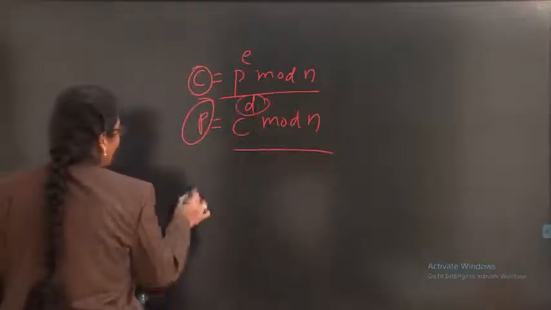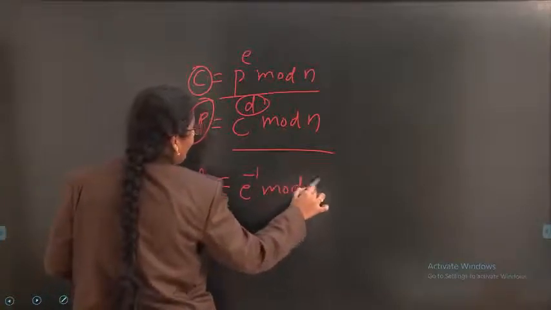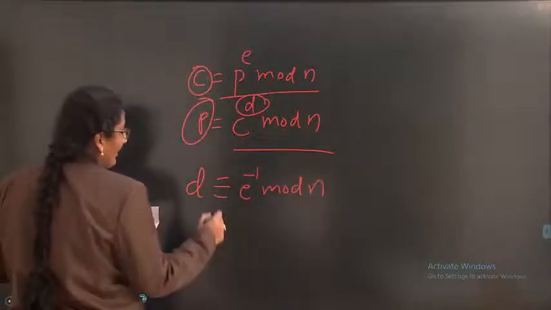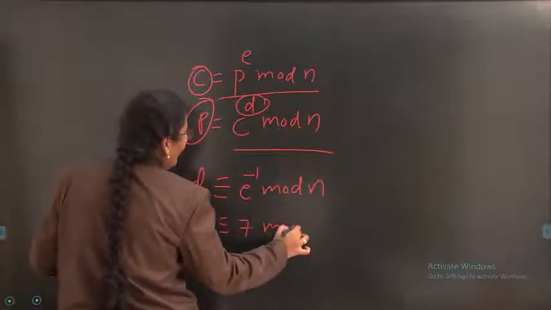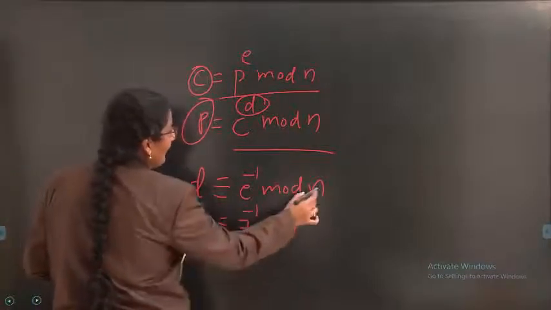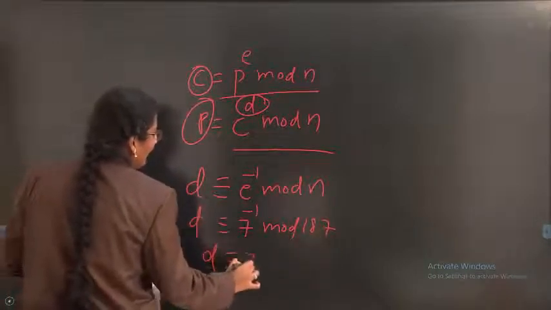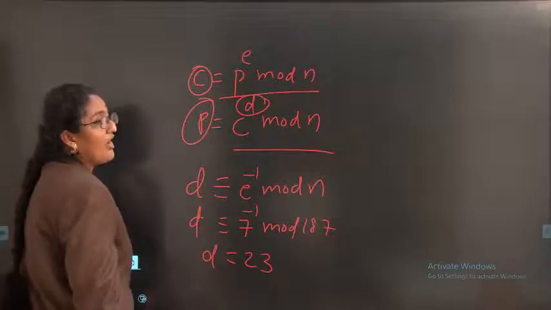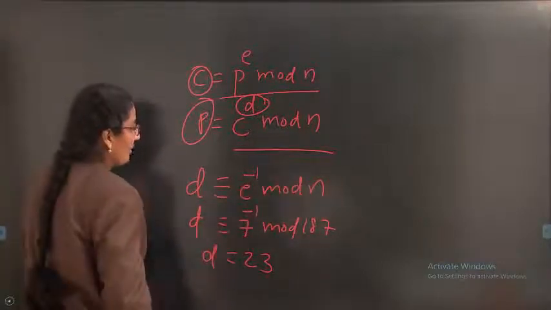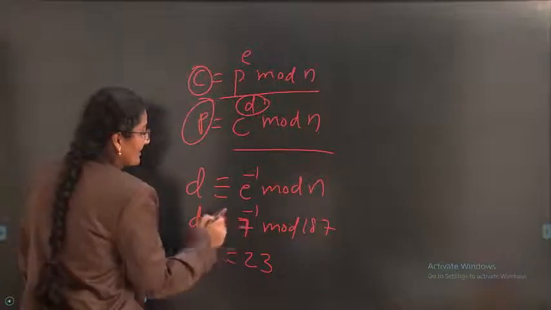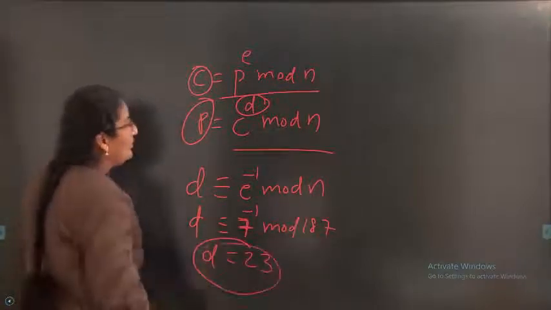So what is the d value? d is equivalent to e inverse mod n. By solving this, with e equal to 7 and n equal to 187, I will get d equal to 23. So what is the formula I have for d? d equivalent to e inverse mod n. e inverse means 7 inverse, mod n means 187. By solving this we will get d equal to 23.